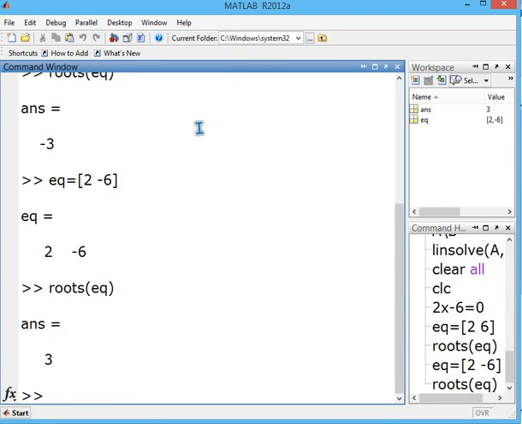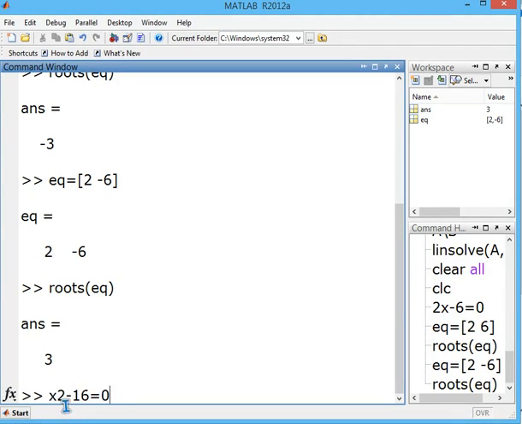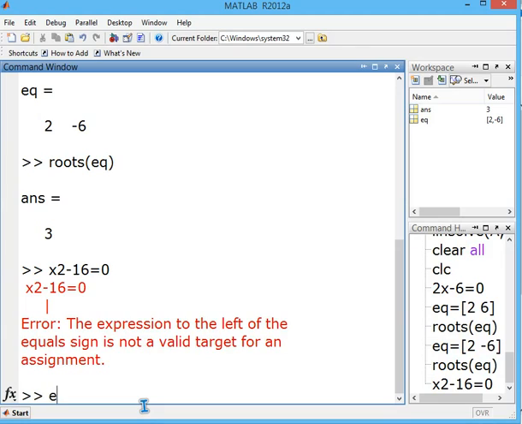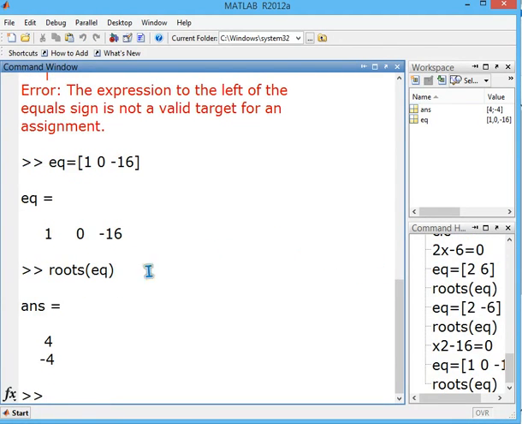Okay, now let me go a step further. This is my function x square minus 16. How am I going to solve it? We have the exponent x square, we don't have an x term, there is no x value, and we have minus 16 here. So I have to make the equation something like this. EQ is equal to the x square coefficient, that is 1, and I don't have an x value, for that we have 0, and minus 16 is the constant. I just need to call the simple function roots, and EQ should be passed inside it, and we have the answer as 4 and minus 4.